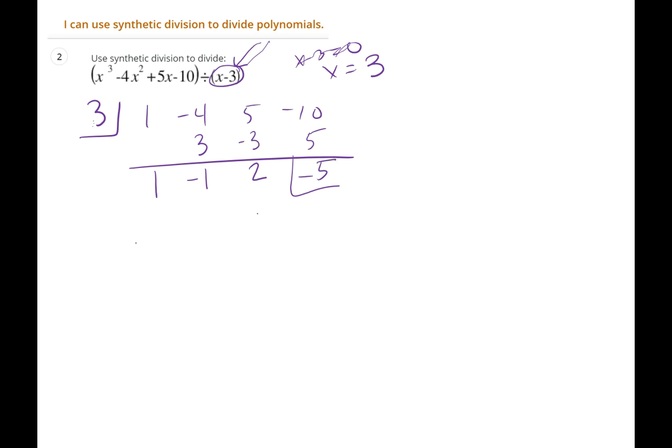Technically, if we were supposed to write out the whole thing, we go down an exponent. So it would be 1x squared minus x plus 2 minus 5 over what we divided by, x minus 3. If it was just going to ask us for the remainder in this one, then you just type in the negative 5.